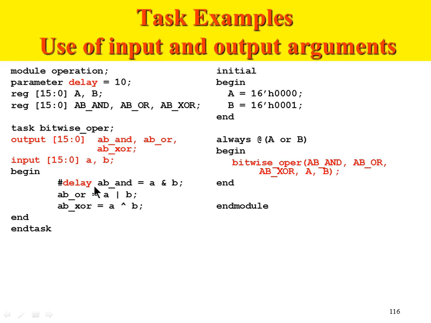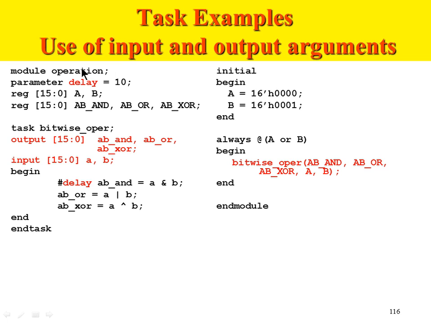So hash delay, ab_and gets a and b. ab_and, which is an output, will be getting a and b. There are two inputs a and b. We AND them logically and the result will go to the ab_and output after some delay of 10 time units, whatever that is. ab_or is equal to a or b. There is no delay here. Inputs a and b are logically ORed and the result gets assigned to the ab_or output. a XOR b. This operation will be performed and sent to the ab_xor output. End, and endtask. Now this is a module level declaration.